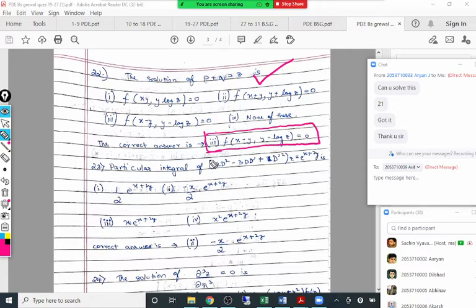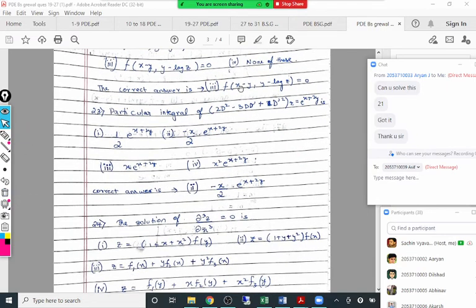Anyone have a doubt in the 22nd? You have to solve this auxiliary equation: dx upon 1, dy upon 1, dz upon z. This is the auxiliary equation that you have to solve. Any doubt? No. So it is by Lagrange's auxiliary equation.